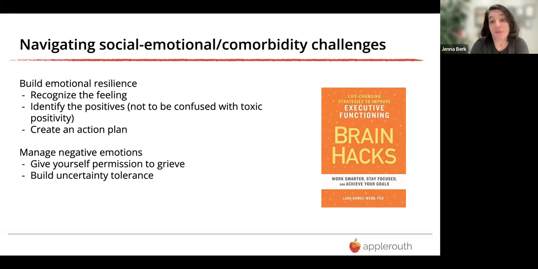And managing negative emotions, because negative emotions happen and it is okay. Give yourself permission to grieve that you did not get into the school play. It stinks. And then congratulate yourself that you are working on building your uncertainty tolerance.